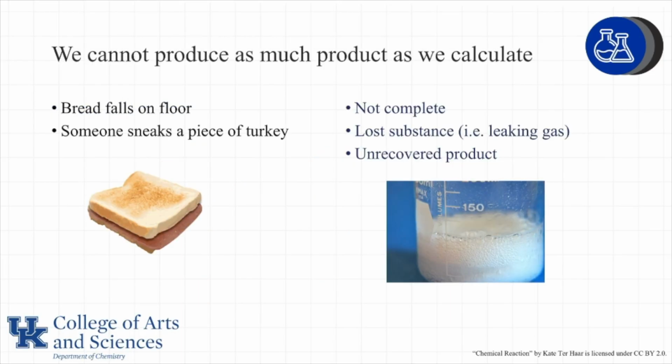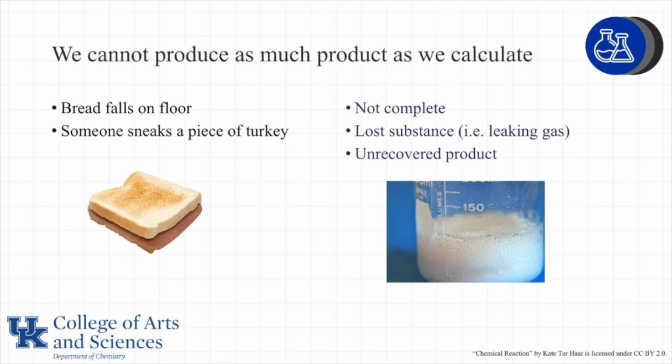However, in reality, we can't always produce as much as we theoretically could. If we're making sandwiches, a piece of bread might fall on the floor, someone sneaks a piece of turkey, the dog steals something off the counter. All of these things can happen. And so we don't get to that maximum amount.